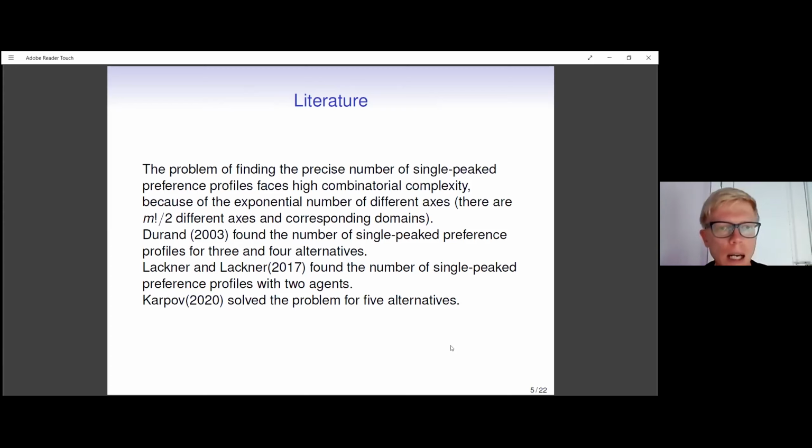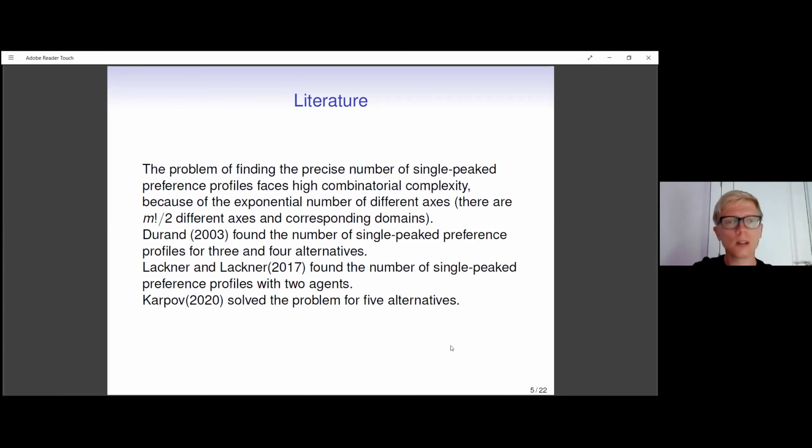What is the problem? We have a high number of axes, m factorial divided by 2 different axes, and different corresponding domains. Some of these domains have non-trivial intersections. So some preference profiles are attributed to several axes. For example, if we have purely homogeneous preference profiles with exactly one type of preference order, then these preference profiles can be attributed to several axes, surely. And because this structure of intersections is non-trivial, the problem is highly difficult.